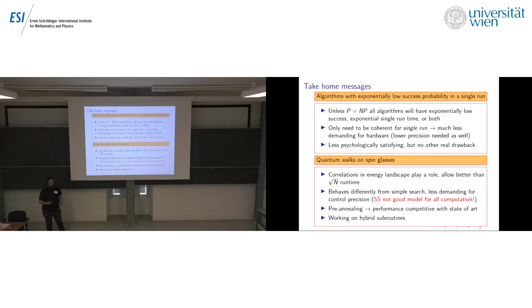First, we've seen correlations in the energy landscape do play a role, which is important because, one, it's less demanding for control precision, as I already mentioned, but you also see a lot of papers where people argue that, okay, let's do something with an unstructured simple search, that's what SS is, simple search, and then we'll use that to argue that that's how all continuous time quantum computation is going to work. What we found actually in this work is no, we get qualitatively very different behavior when we look at a realistic problem versus simple search.